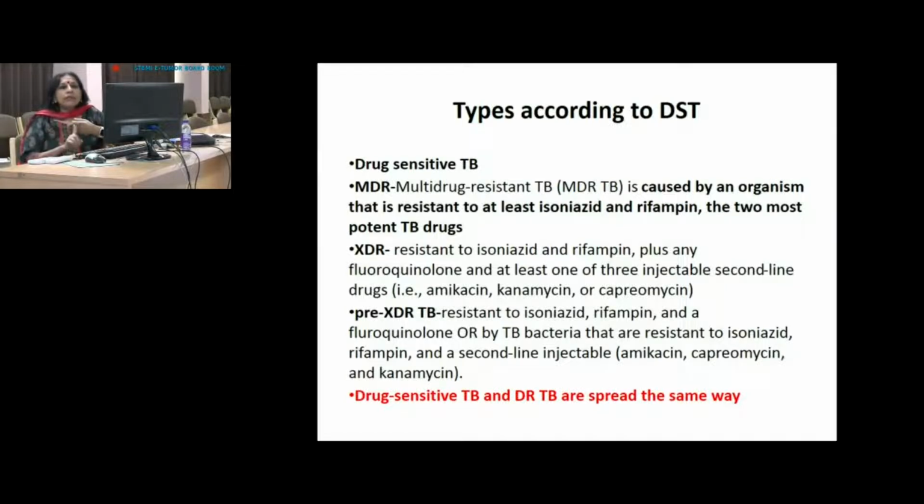MDR is multi-drug resistant TB, which means TB bacilli are resistant to at least INH and rifampicin. These are the two most potent, most commonly used first-line drugs for the treatment of TB. So we must rule this resistance out in anyone who we start on treatment, because everyone would be getting INH and rifampicin. And if these two drugs are not effective, what is the point of treating the patient? The patient is not going to respond. So this is MDR. What is XDR? When there is resistance to both INH and rifampicin, plus any fluoroquinolone, which we use as a second-line drug, and at least one of the three injectable second-line drugs.